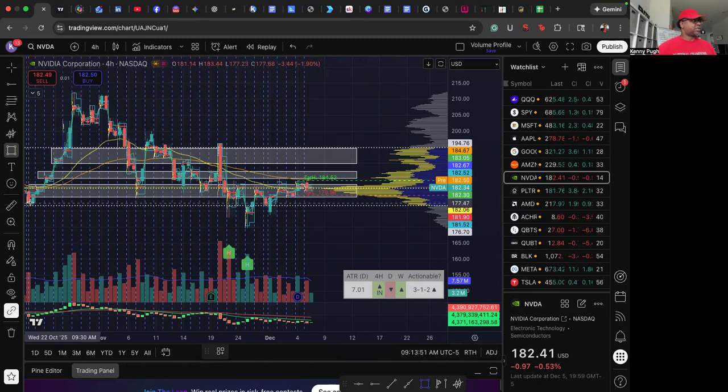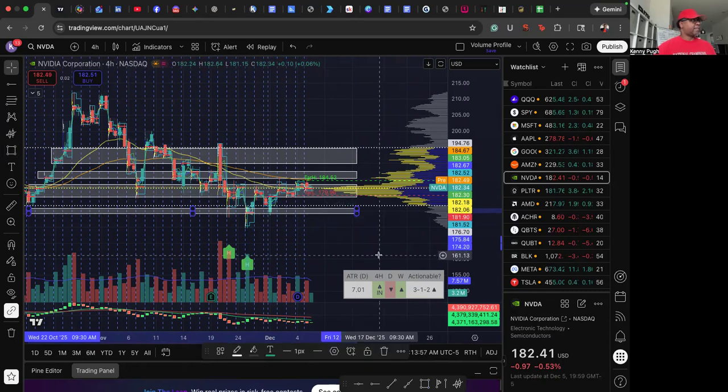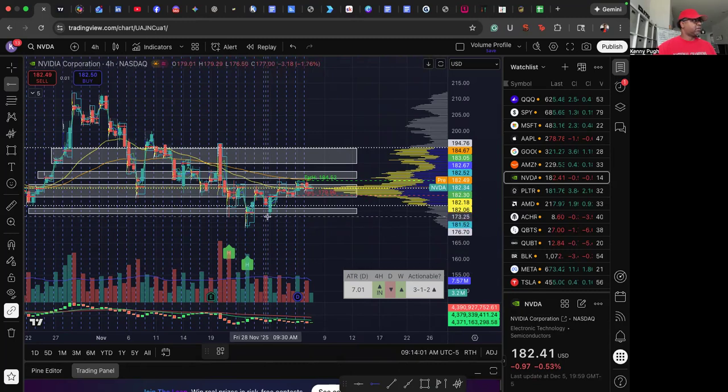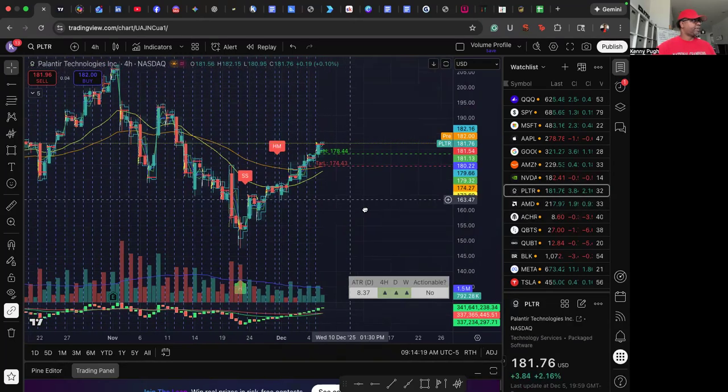Don't have much going to the downside, but I'm just going to capture that little small node right here, just as a downside target. And then let's go ahead and mark our liquidity areas. We have one here. We have another one to the upside here. And if we were to take the next ones, it would be here. And we have the ability to capture that external one there. So that's NVIDIA. Let's go to Palantir.